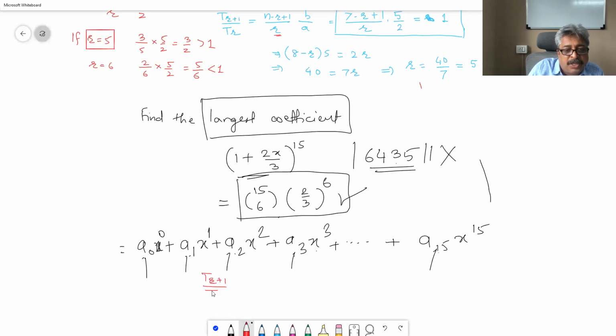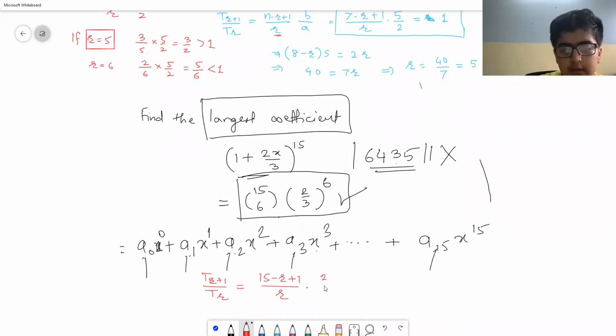T(r+1) upon T(r) is equal to (n minus r plus 1) upon r into b, where n is 15 and our b is 2 by 3 x. So 2x by 3, yes, sir.